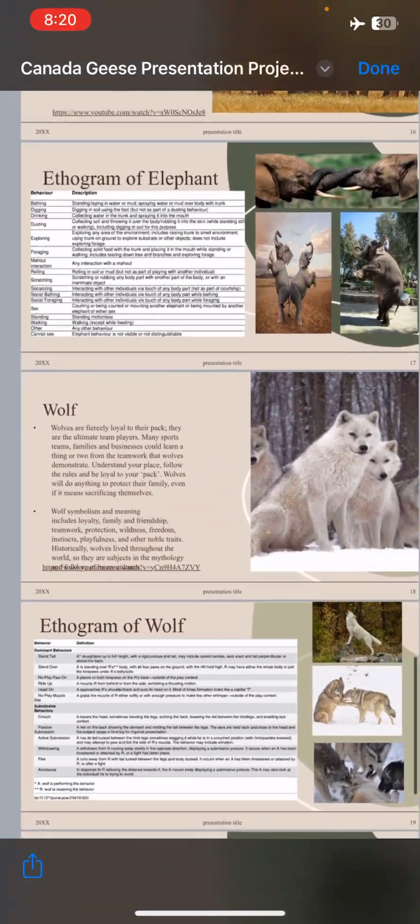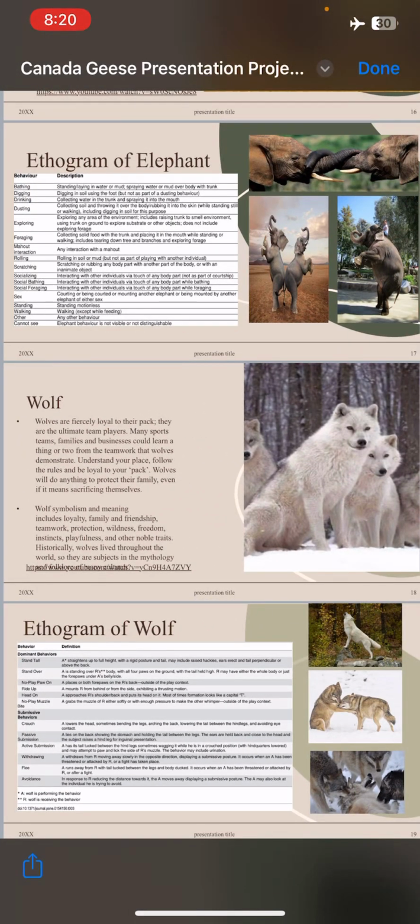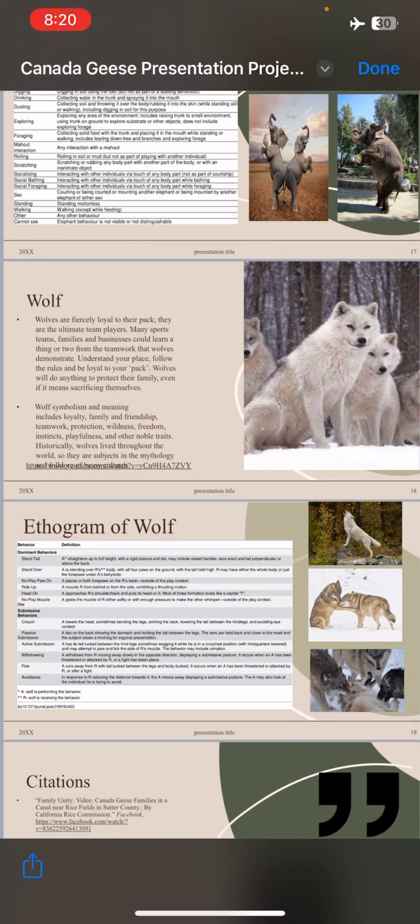And the third taxon I chose was the wolf. Wolves are loyal to their pack and they are the ultimate team players. And many sports teams, families, and businesses could learn a thing or two from the teamwork that wolves demonstrate. And the wolf's symbolic meaning includes loyalty, family, friendship, teamwork, protection, wildness, freedom, instinct, playfulness, and other noble traits. Historically, wolves lived throughout the world. And this is the ideogram of the wolf that I picked.